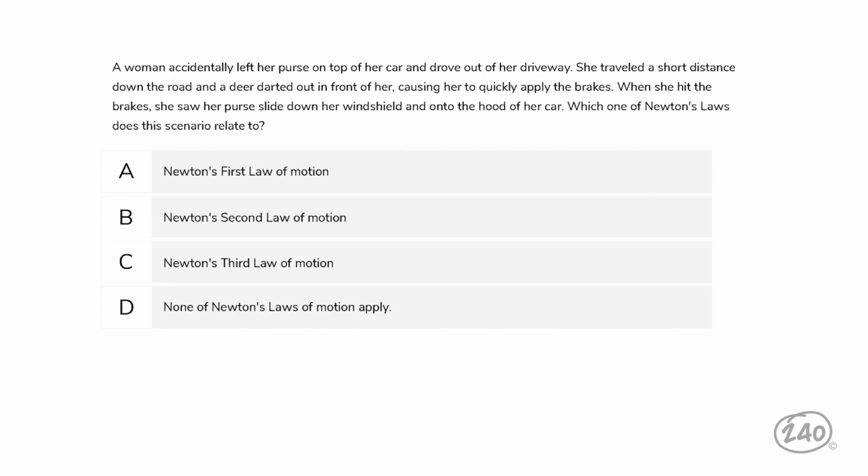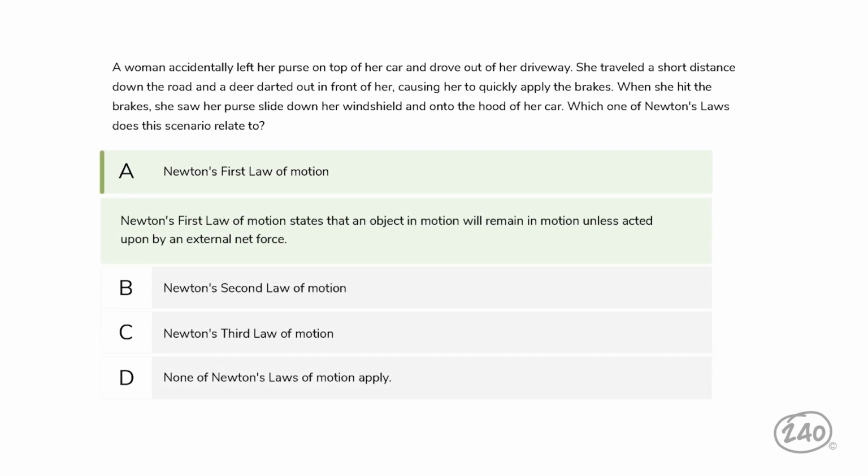Let's do one on force and motion. A woman accidentally left her purse on top of her car and drove out of her driveway. She traveled a short distance down the road, and a deer darted out in front of her, causing her to quickly apply the brakes. When she hit the brakes, she saw her purse slide down her windshield and onto the hood of her car. Which one of Newton's laws does this scenario relate to? In this scenario, the woman's car stopped when she hit the brakes, but her purse kept moving forward. Newton's first law of motion states that an object in motion will remain in motion unless acted upon by an external net force. So this is the best choice.